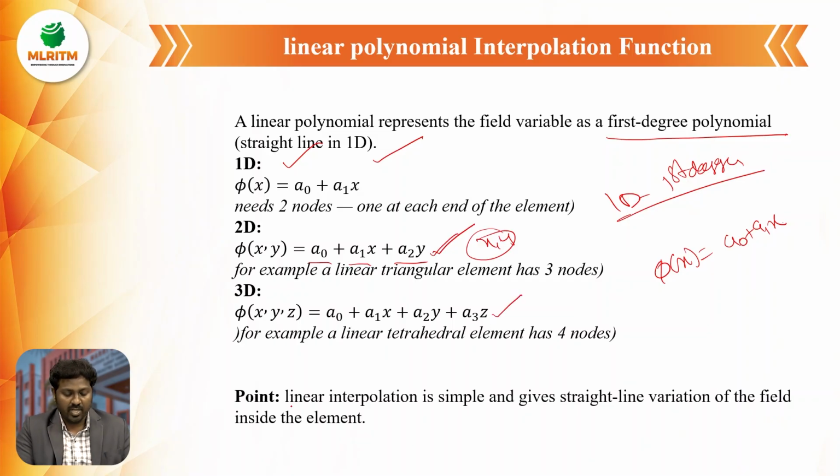The main point of the linear polynomial function is that it gives a straight line variation. There is no curvature to follow the exact value. It is simple and only gives a straight line variation of the field values inside the element.